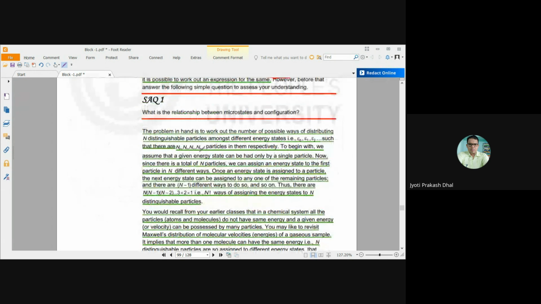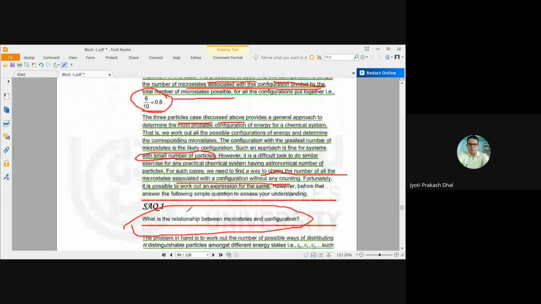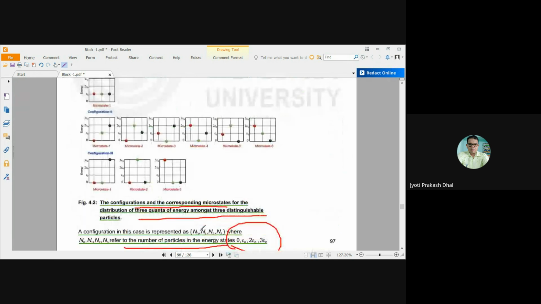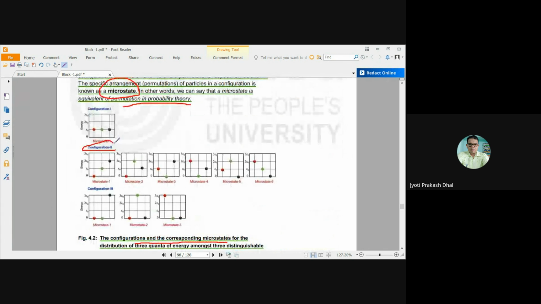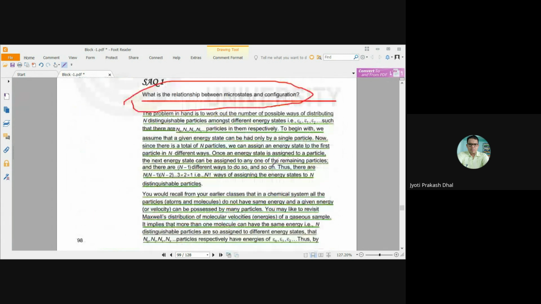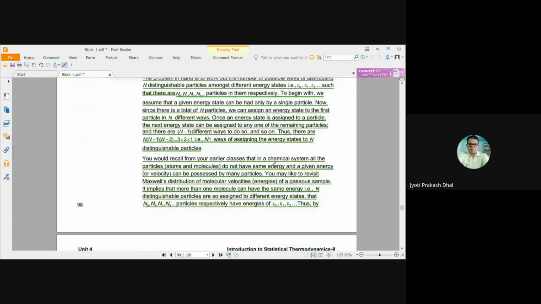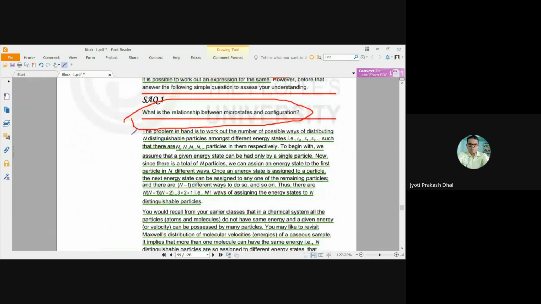So one question is: what is the relationship between microstate and configuration? Here this is the configuration, and these are the corresponding microstates. The answer is clearly given here.